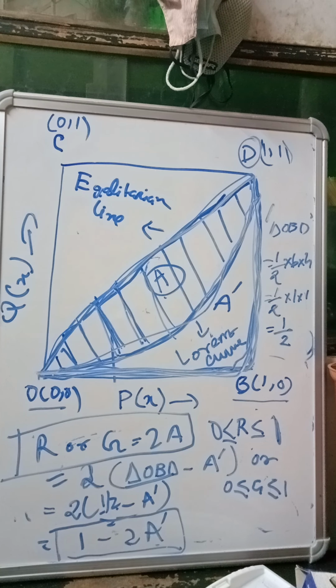So we have to keep this in mind while calculating R or G. If you have got something greater than 1, or something less than 0, that is negative, then understand that your sum is wrong.